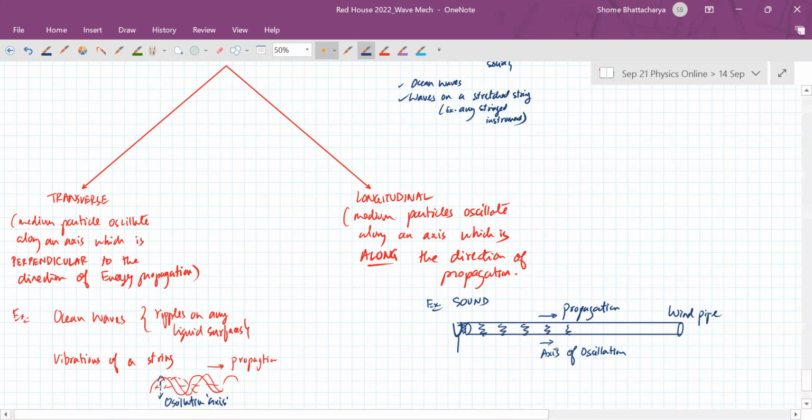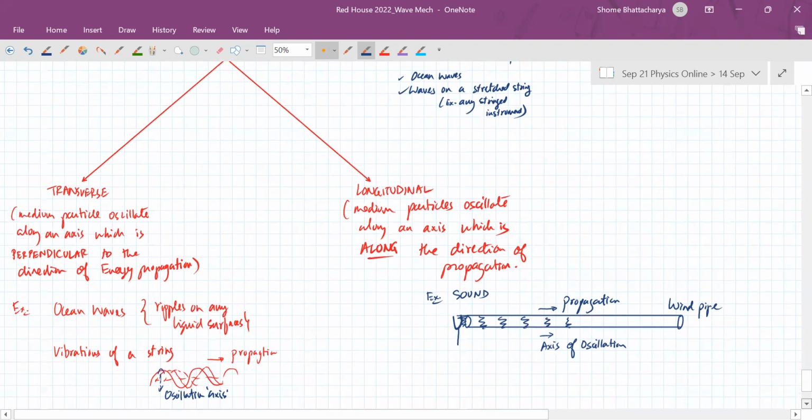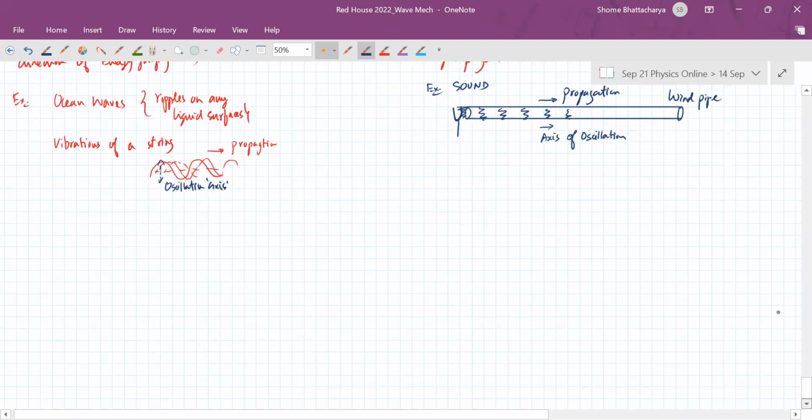For that, the physical model will be sound waves propagating through a wind pipe, like the one I've drawn over here. More often in real life, what we see is sound propagating in three-dimensional space. But at our mathematical level, we'll be studying only one-dimensional sound waves, so sound waves propagating through wind pipes or organ pipes or whatever we call them.